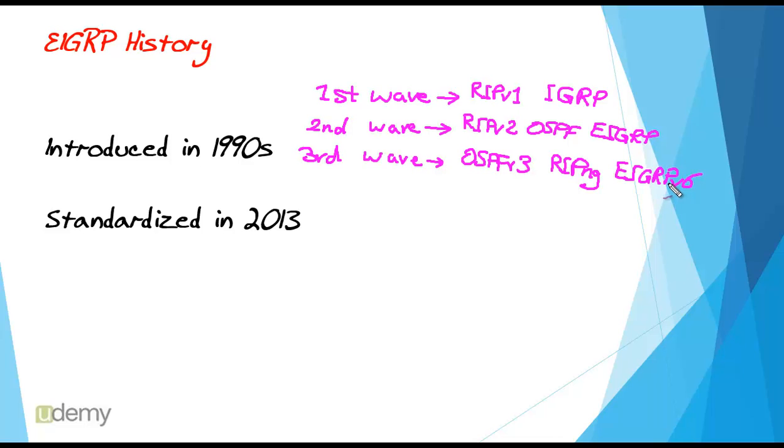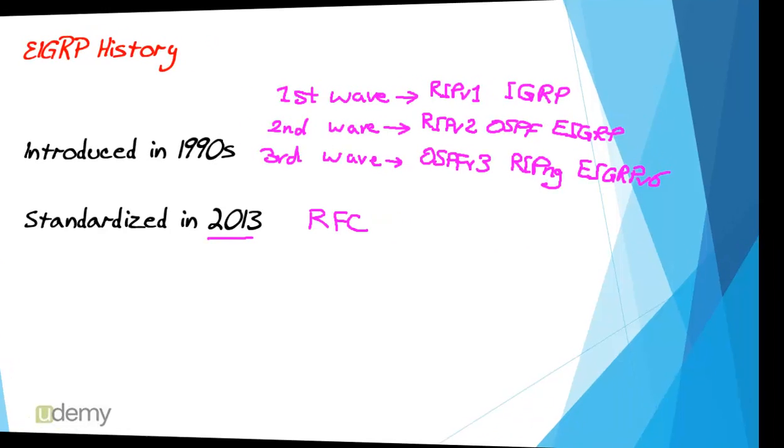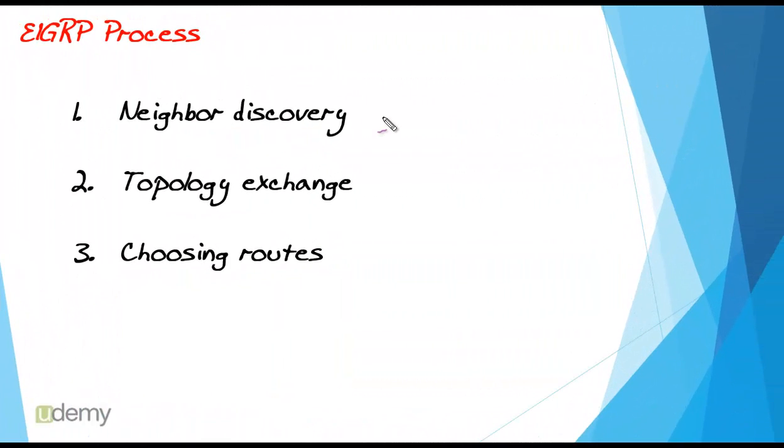So Cisco made a decision in 2013 and delivered EIGRP secrets to the IETF and introduced the related RFC information. Therefore, nowadays, other vendors could use EIGRP and implement it in their products. EIGRP process is very simple. There are only three steps: neighbor discovery, topology exchange, and choosing routes.